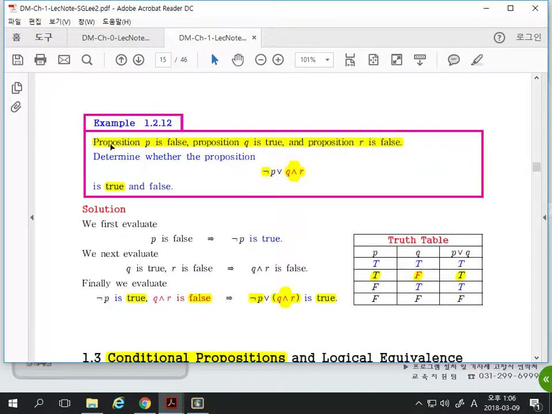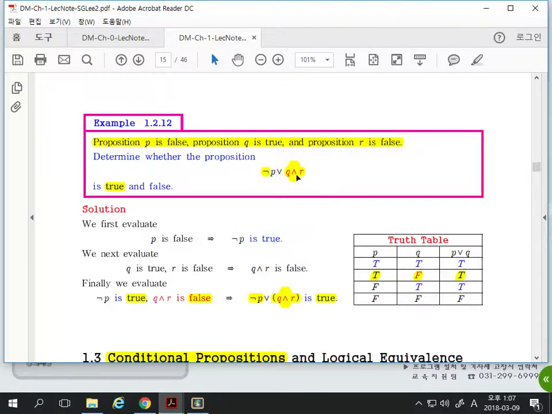Proposition P is false and proposition Q is true and proposition R is false. If it is given, then determine whether this proposition is true or false. How? Since we know the order of operations, negation first. So if P is false, then not P is true.